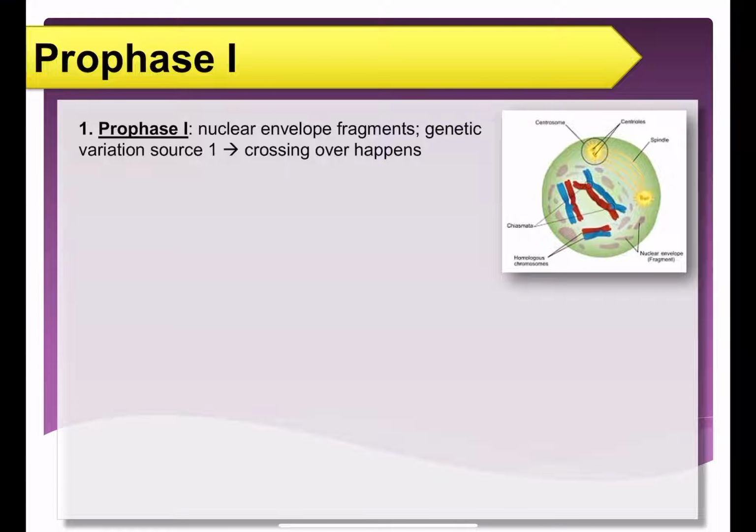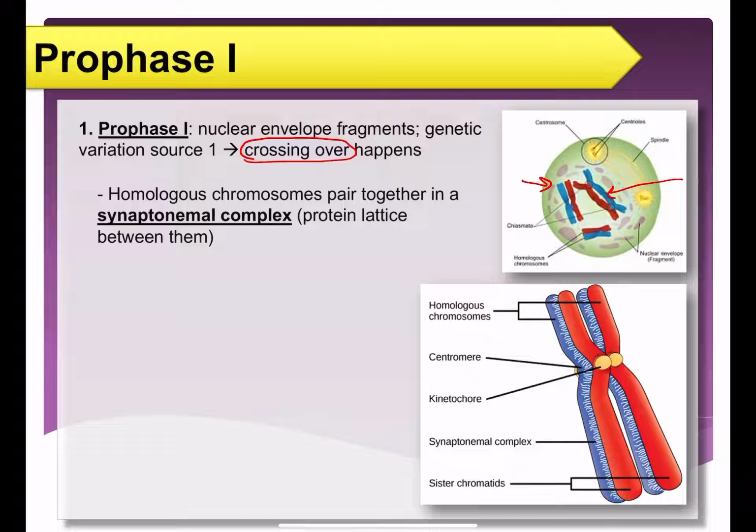During prophase 1, you still have breakdown of the nuclear envelope and also chromosome condensation, just like mitosis, but an extra step called crossing over happens. For prophase 1 of meiosis 1, homologous chromosomes will line up together as a pair like this, and they will pair using a protein lattice structure called the synaptonemal complex. This is what makes sure that the same genes are lined up against each other.